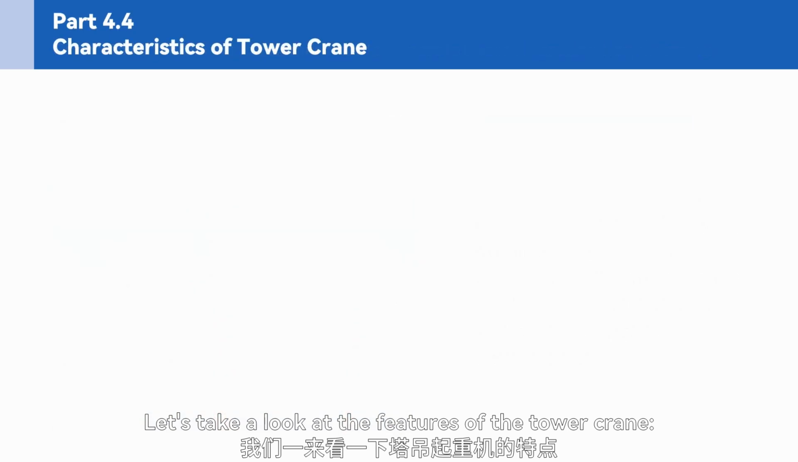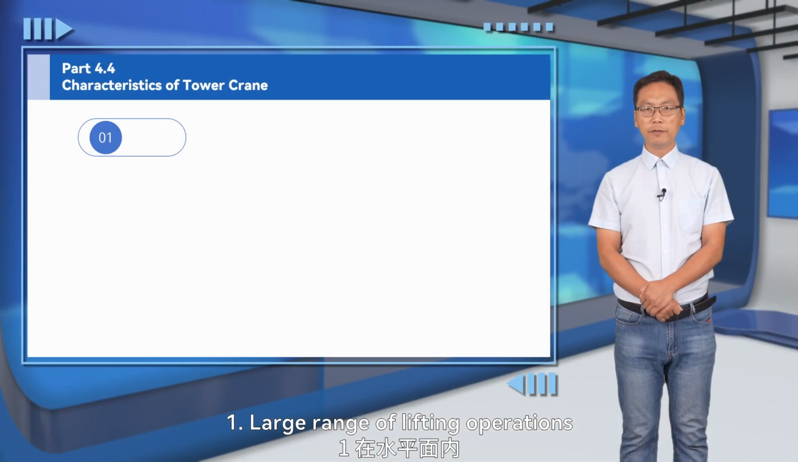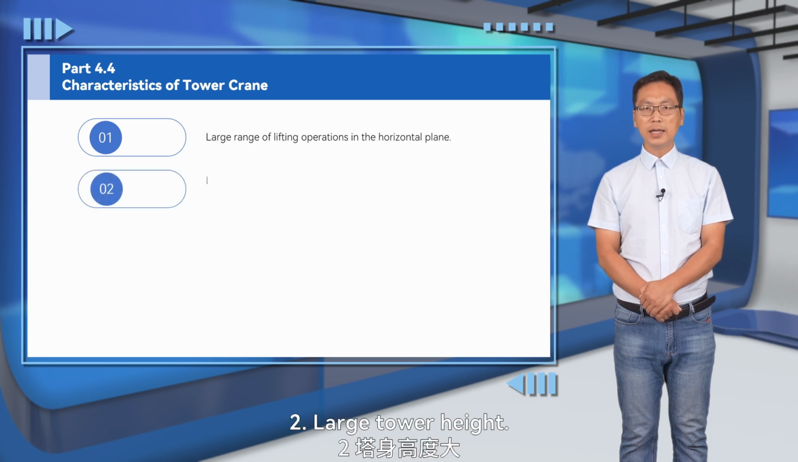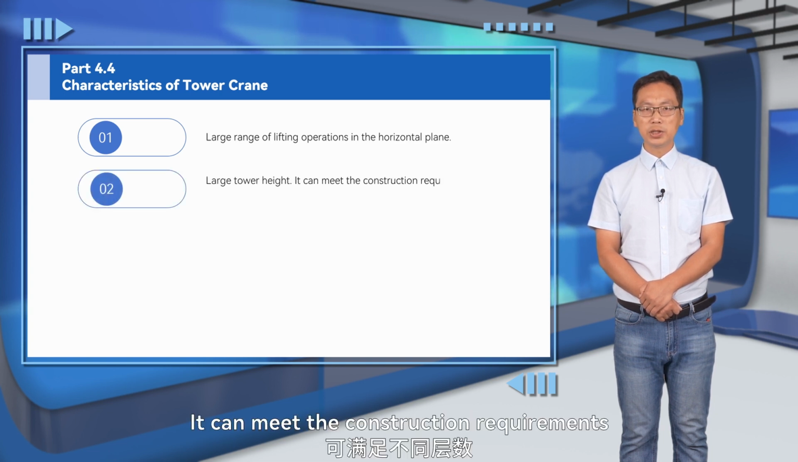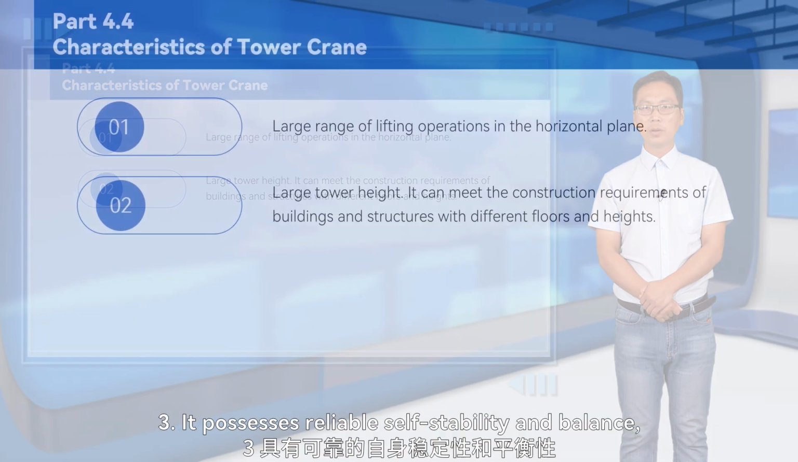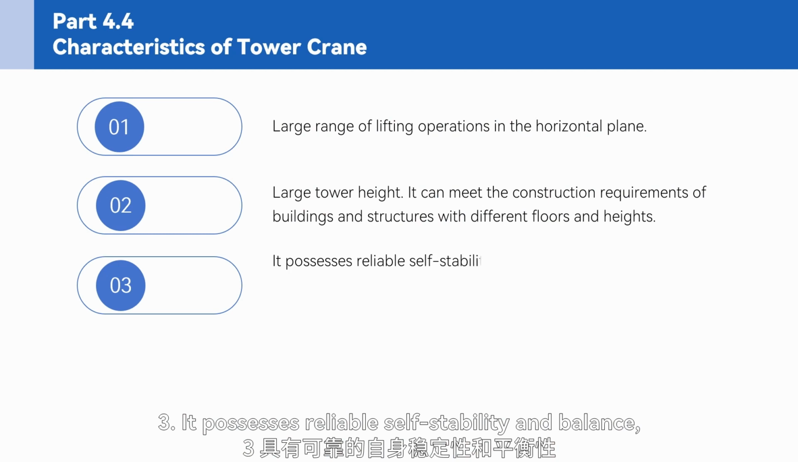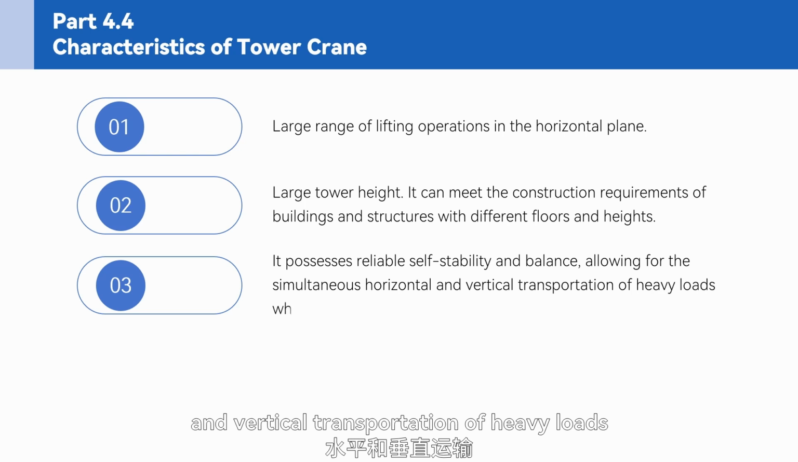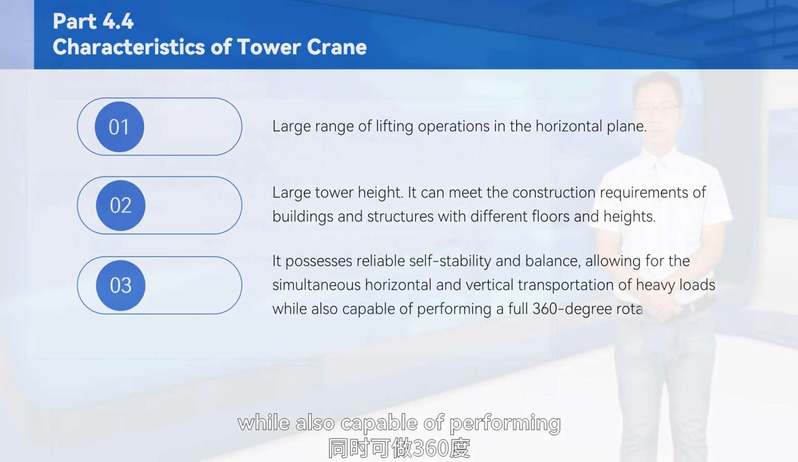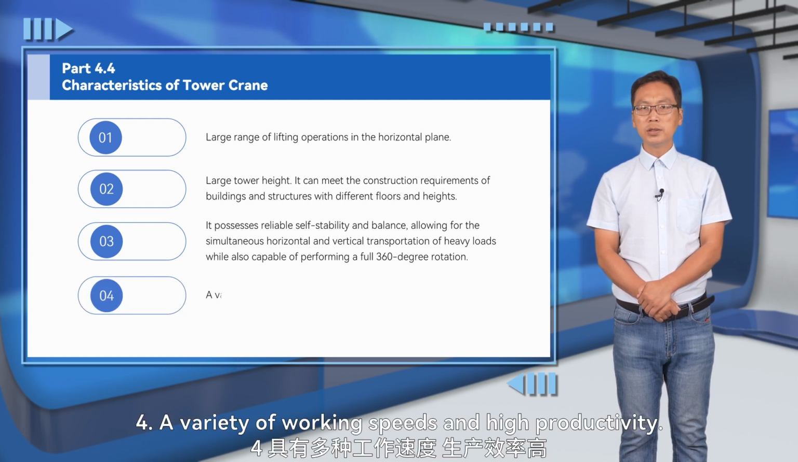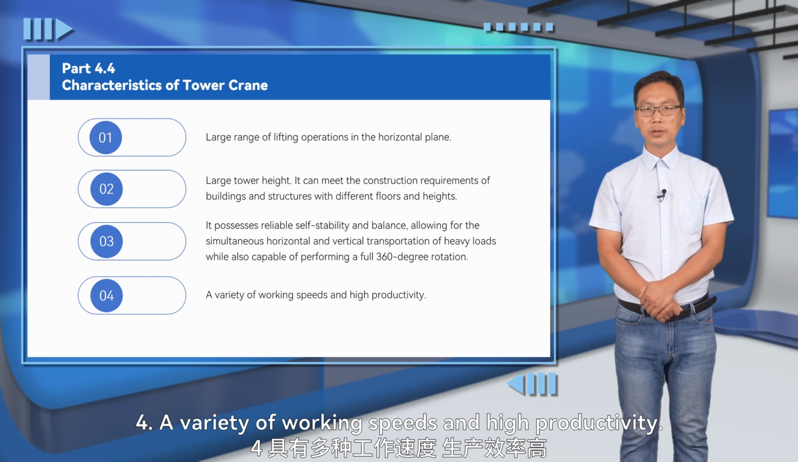Let's take a look at the features of the tower crane. 1. Large range of lifting operations in the horizontal plane. 2. Large tower height. It can meet the construction requirements of buildings and structures with different floors and heights. 3. It possesses reliable self-stability and balance, allowing for the simultaneous horizontal and vertical transportation of heavy loads while also capable of performing a full 360-degree rotation. 4. A variety of working speeds and high productivity.